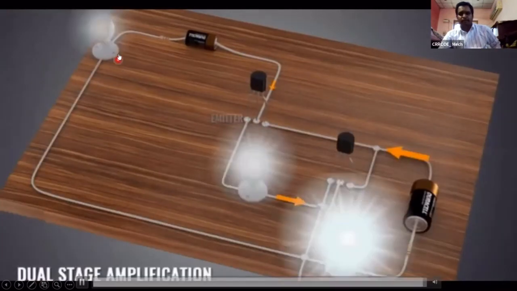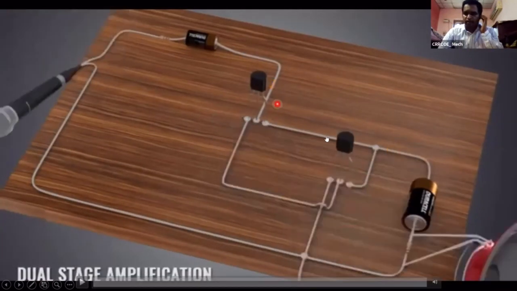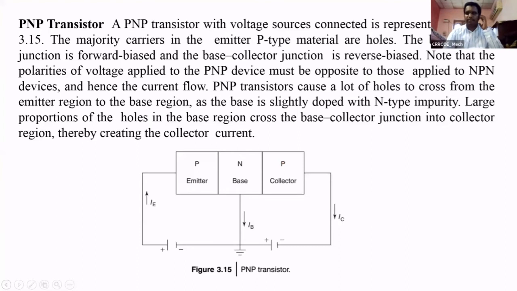By connecting a number of transistors, we can amplify in more levels. This is the working of the NPN transistor in the active region. If both junctions are reverse biased, it acts as a switch. If you connect both in forward bias, that is the saturation region.